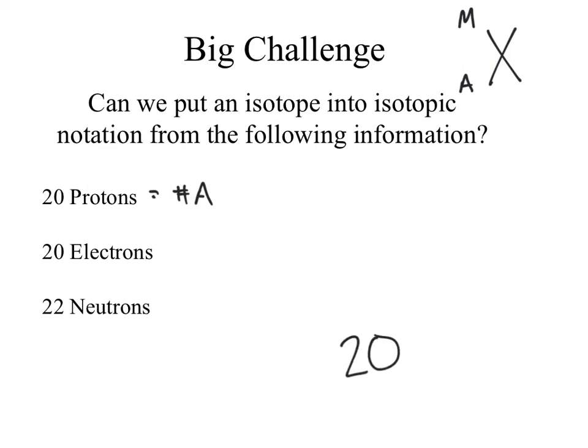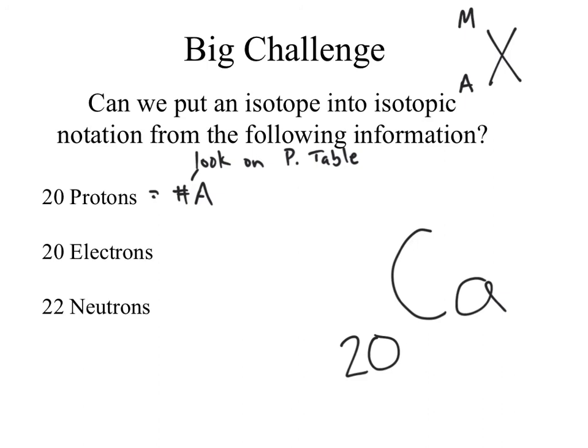Well, is that enough information to go by to figure out what element we're talking about? All right, yeah, we could look this up. All we have to do is look this up on the periodic table, and then it will tell us what element it is. The element that has the atomic number of 20 is calcium. So we write that right there.